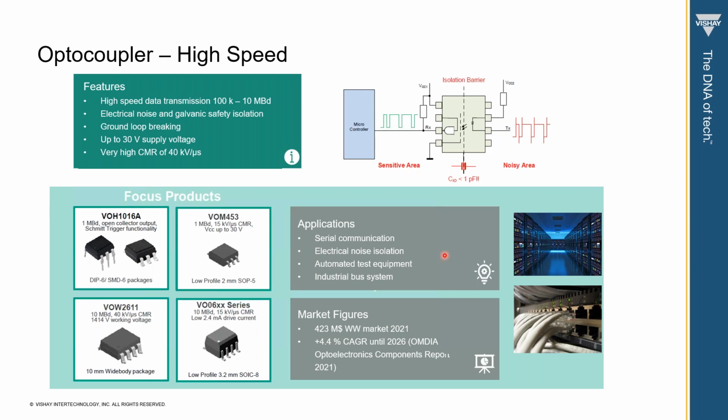Okay, then this is the high-speed optocoupler, and the data rate can be up to 10 MBd. It provides electrical noise and galvanic isolation, ground loop breaking, and the supply voltage can be up to 30 volt. And we have a very high CMR of 40 kV per microsecond. This is the focus product available for the high-speed optocoupler.